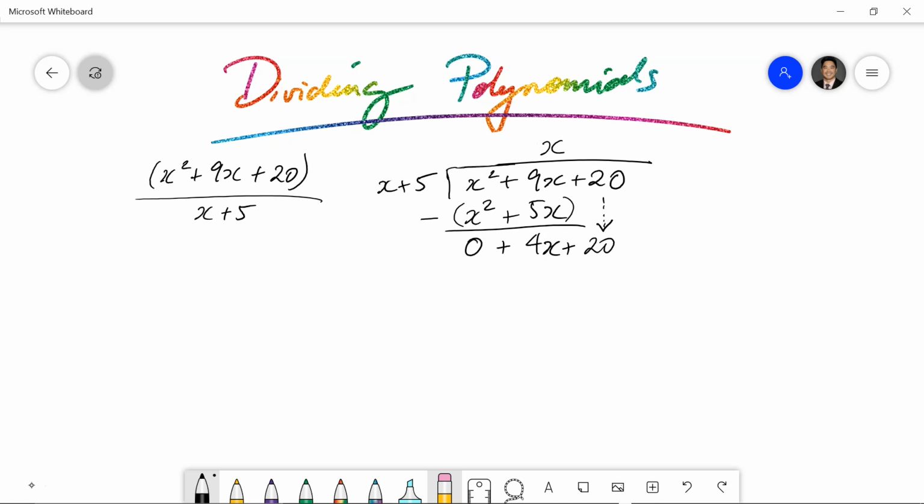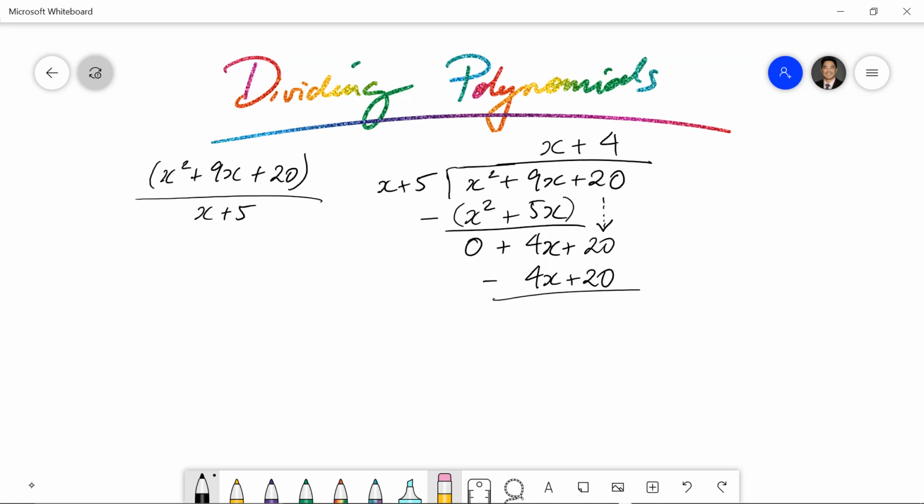I'm going to do the same thing. Here's your leading term, and here's your new leading term. So we want to know, well, how many x's fit into 4x, or 4x divided by x is going to give you the same value. That is 4. Okay, so now what we want to do is multiply that 4 across to those two terms. So 4 times x is 4x, and then 4 times 5 is 20.